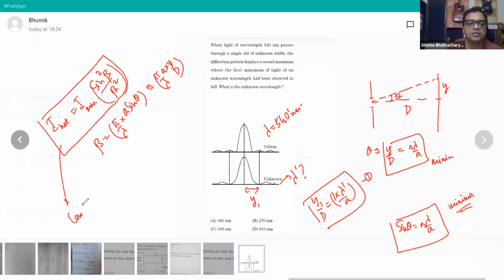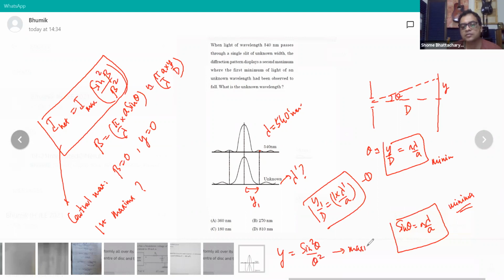The central maxima is for beta equal to 0. So that is y equal to 0. But first maxima is at what kind of a point? So for that you have to actually use the maxima minima concept. Y is equal to sine square theta divided by theta square, ka maximum, other than when theta is tending to 0. So it's a bit of a complicated value. I don't remember it, but you have to use differential calculus to find out the maxima.